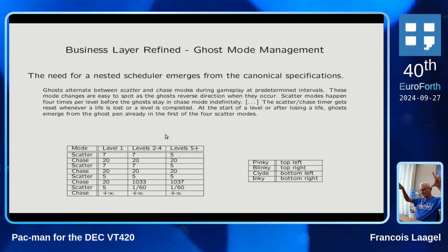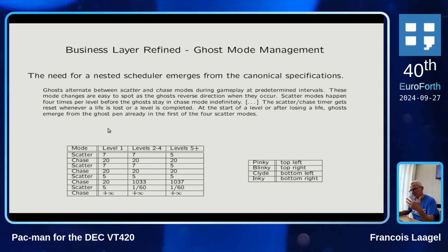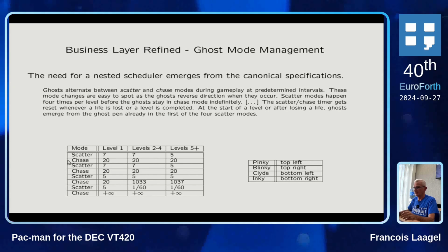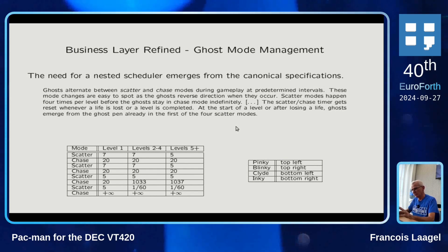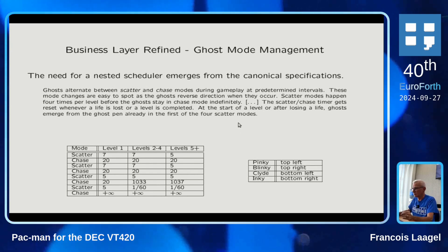So in scatter mode, they converge to the home corners. In chase mode, they converge ideally on Pac-Man, but it's more complicated than that. So there is another scheduler that handles the transitions between those modes. So here you have the time period. We spend 7 seconds in scatter mode, which is the initial mode, then 20 in chase, and so on and on. And this changes with game levels. I wrote a tool to simulate this model because it was easier than to act the game directly in the first place.